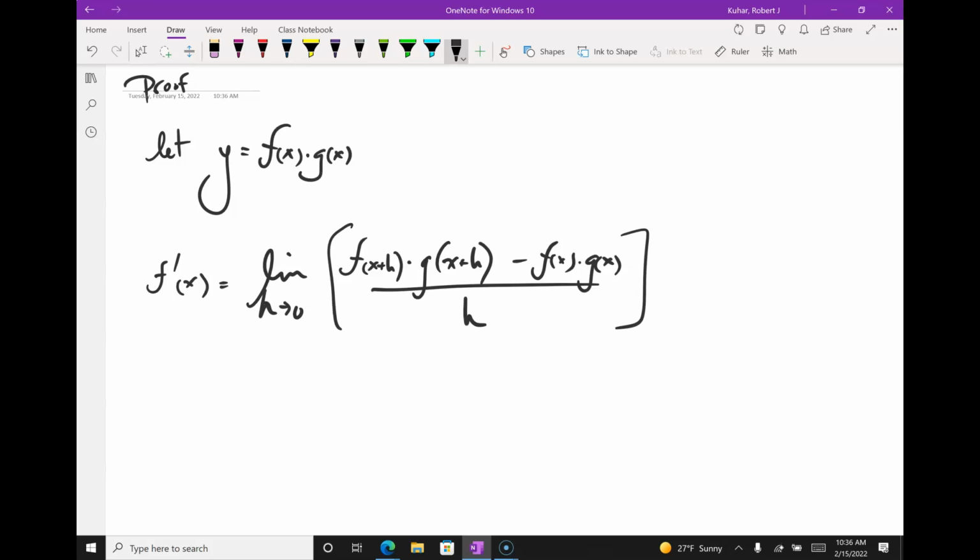Yes, f prime is the same as y prime. F prime of x, y prime of x. We know we want that loop, right? But I'll show you that we have the loop after, okay?